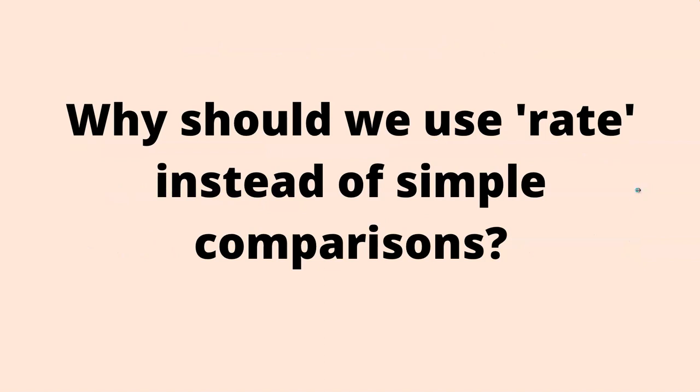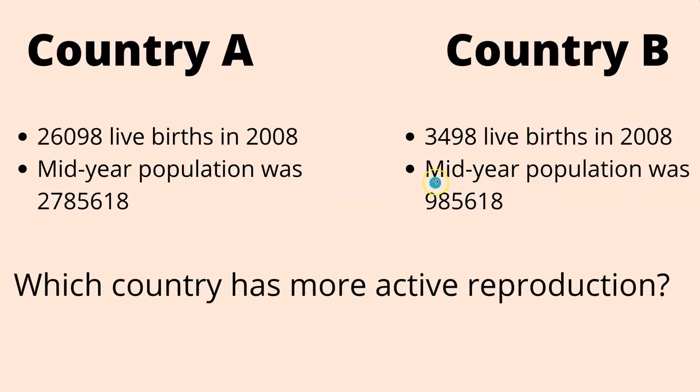So why should we use the rate instead of simple comparisons? We can compare that in country A, there would be 1000 births, and in country B, there would be 100 births. Then we would argue that country A is a more active fertility country, for example. But this is not the case, as you could see. In country A, there were more births.